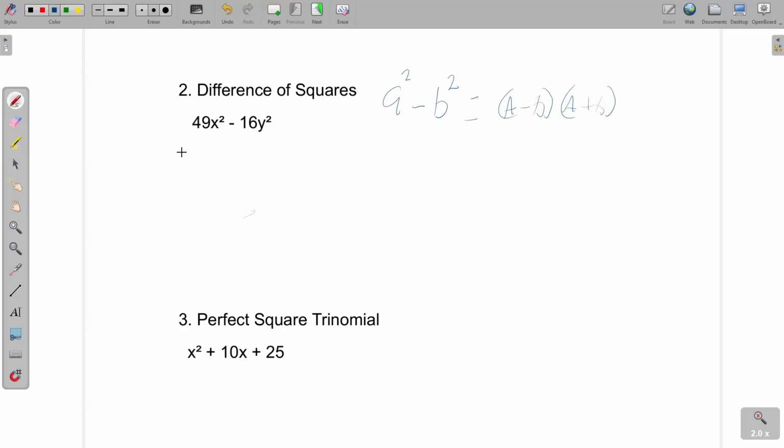So here it's just going to be 7x minus 4y, times 7x plus 4y. That's the other one. And if you were to FOIL this out, you would end up with the original.